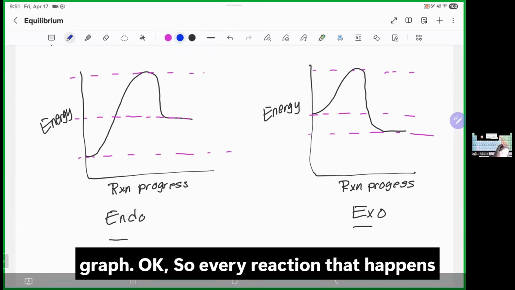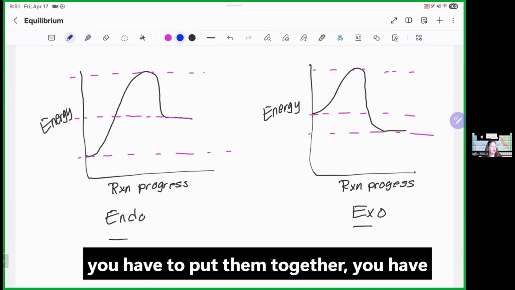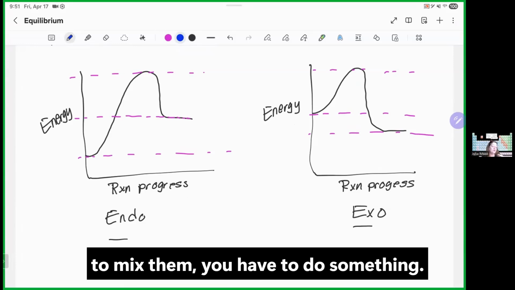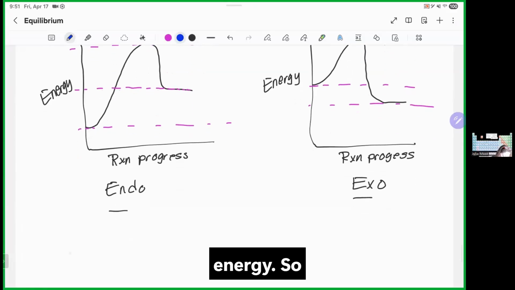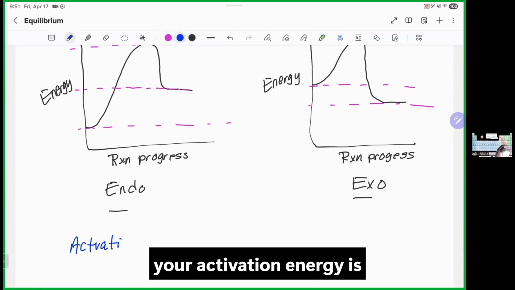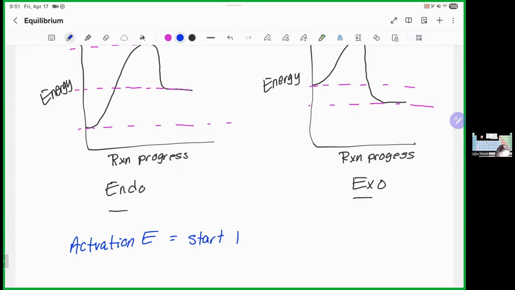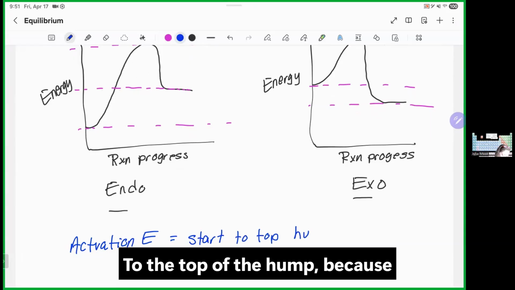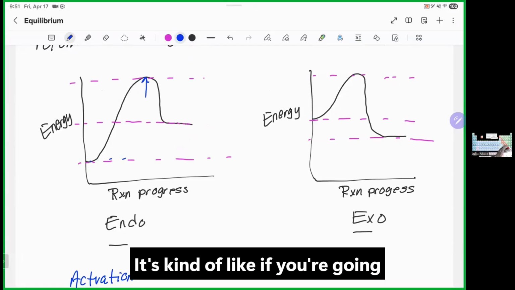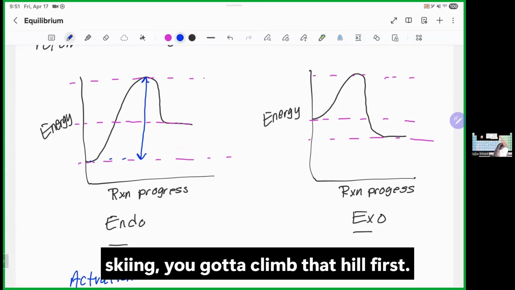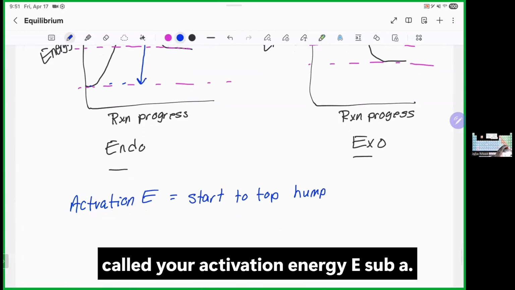Okay, so every reaction that happens has to overcome an energy barrier. Like you have to put them together, you have to mix them, you have to do something. So it first has to overcome an energy barrier, and that's called the activation energy. So your activation energy is from the start to the top of the hump, because that's how much energy it has to go through in order to get going. It's kind of like if you're going skiing, you got to climb that hill first. That is your E sub A. That's called your activation energy, E sub A.